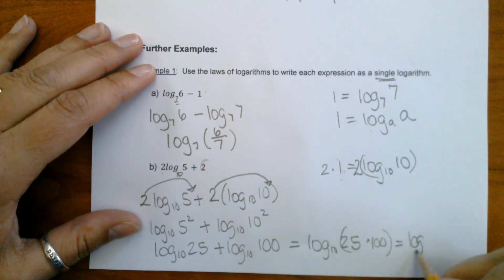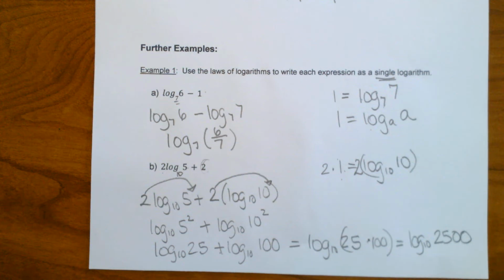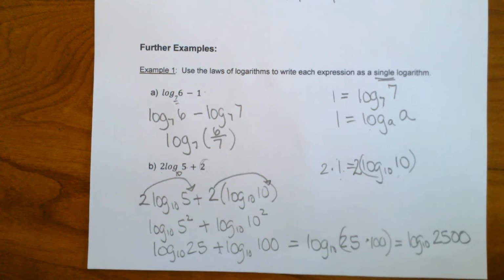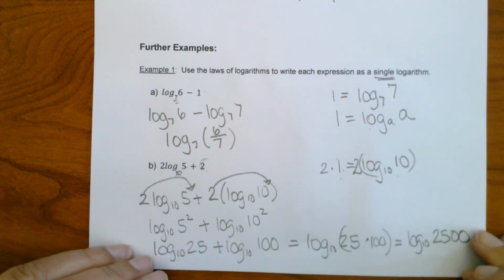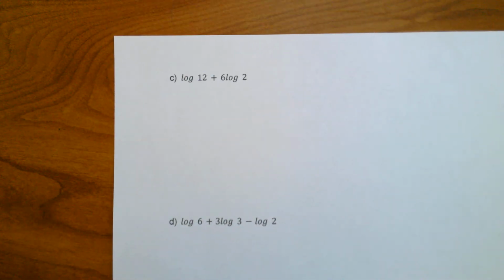So this is going to be log base 10 of 2500. A little bit more work. You have to understand this rule, and that's why I wanted to do further examples with you. Okay, last two further examples that we have here.